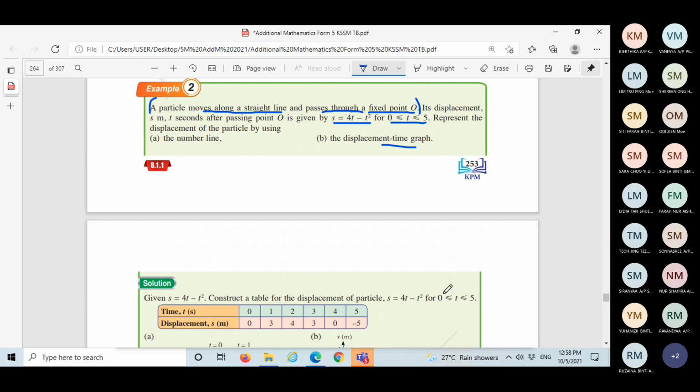It's very simple. First of all, I will need the starting point and the ending point, or the starting time and the ending time. So first of all, I will need when t is 0. You replace into this function, the s is 0. The ending time, t is 5.